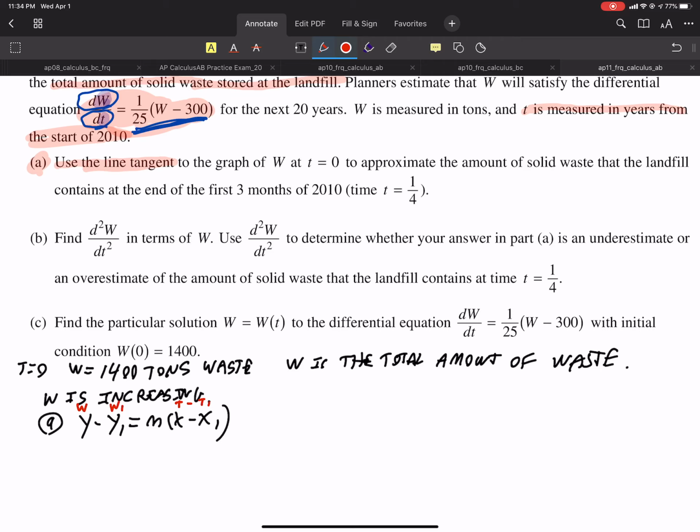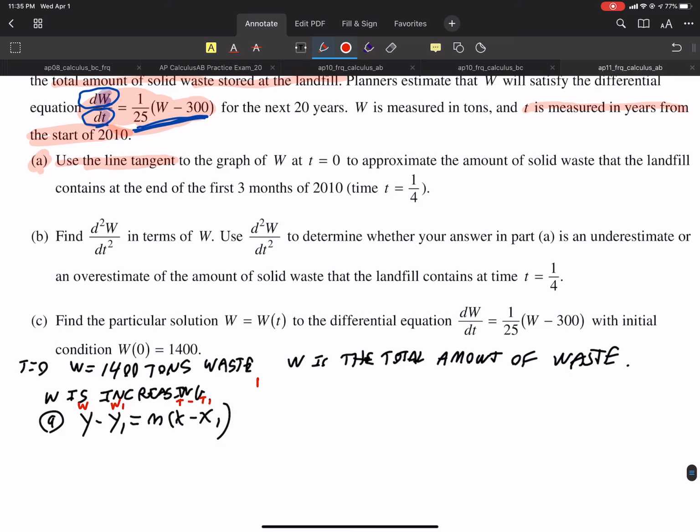Now, you could leave that as Y's or W's. Well, technically, you shouldn't use W, because W is specifically reserved for the actual amount of waste. If you were to use W, you're implying you're finding the actual function, which we're not, so that would be very bad. So we need T1 and W1. So that's the actual time and amount of waste. Well, we know when T is 0, we have 14,000 tons. So we're done with that.